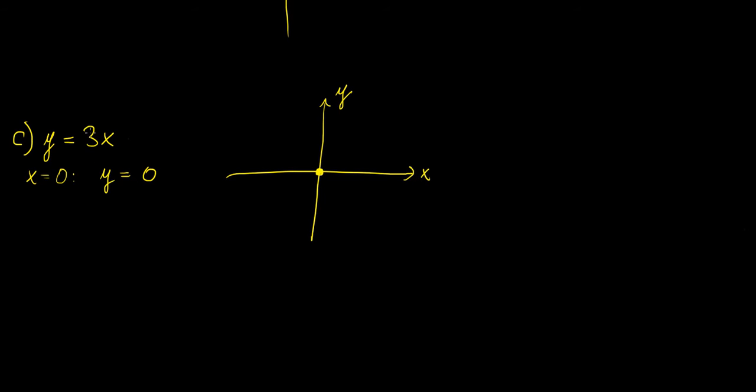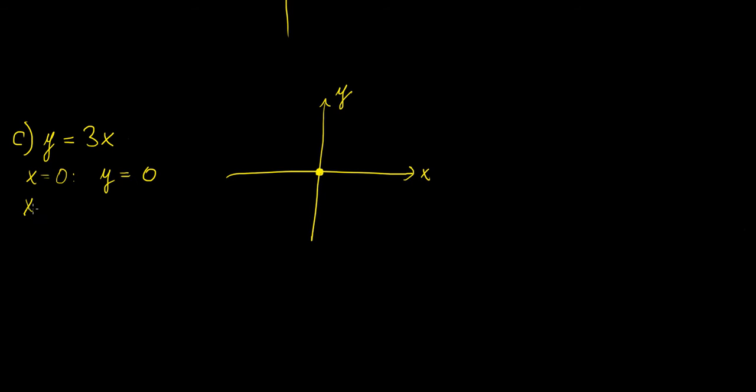So first of all, we notice that it is a positive coefficient attached to x, which means that it should point in this direction right here. Now we want to find out how steep it is going to be. In order to do that, we can simply choose a value of x other than 0, because we already know that it's going to give us y equals 0.